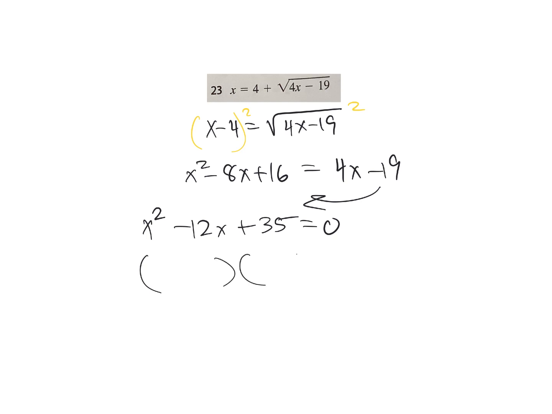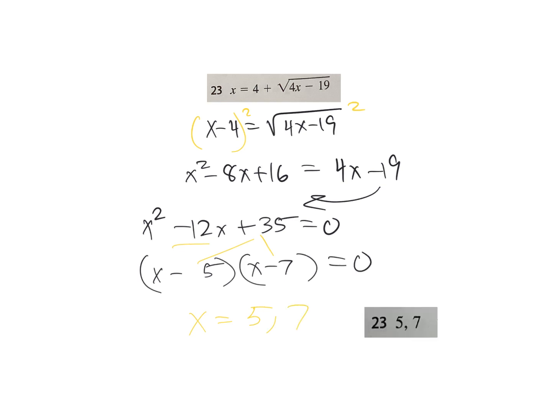So factor. You guys should be stopping this and figuring it out on your own. So x minus 5 and x minus 7. So again, multiply these two together. Negative 5 times negative 7 is a positive 35. And negative 5 plus negative 7 is negative 12. So it does work. x equals 5 or 7. Okay, number 25.